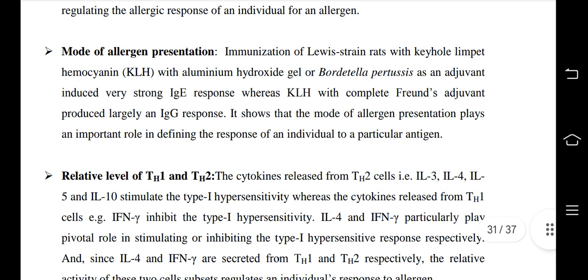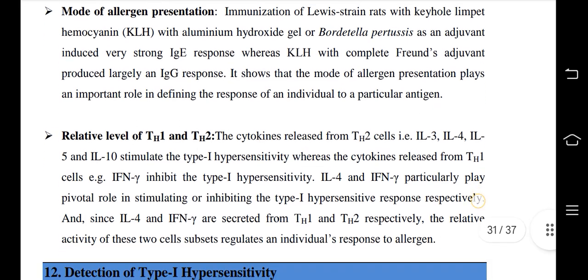Mode of allergen presentation. Immunization of Lewis strain rats with keyhole limpet hemocyanin, KLH, with an aluminium hydroxide gel or Bordetella pertussis as an adjuvant induced a very strong IgE response, whereas KLH with complete Freund's adjuvant produced largely an IgG response. It shows that the mode of allergen presentation plays an important role in defining the response of an individual to a particular antigen.